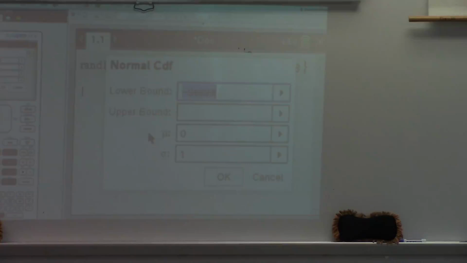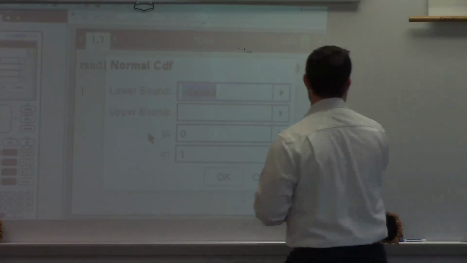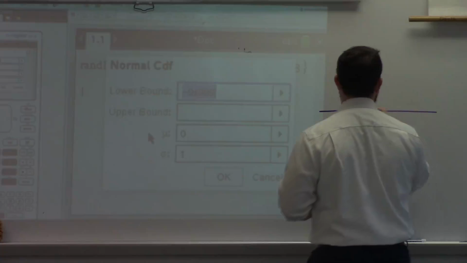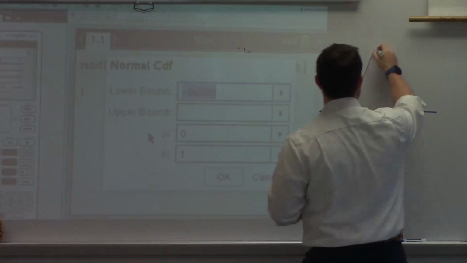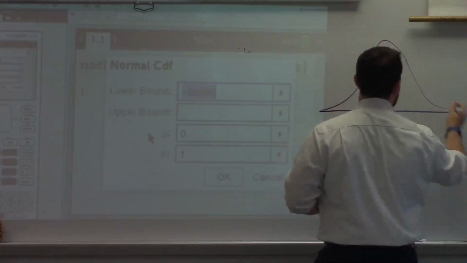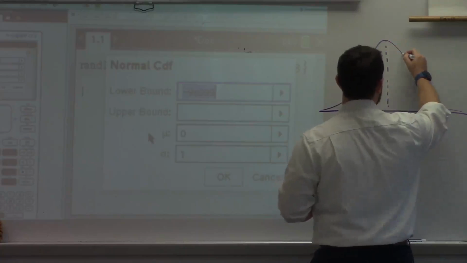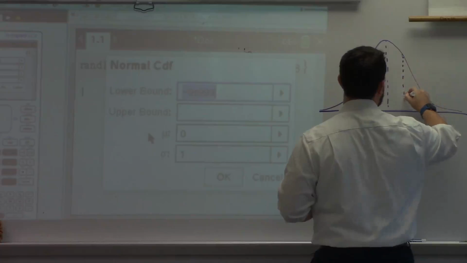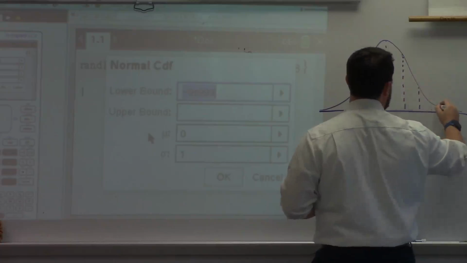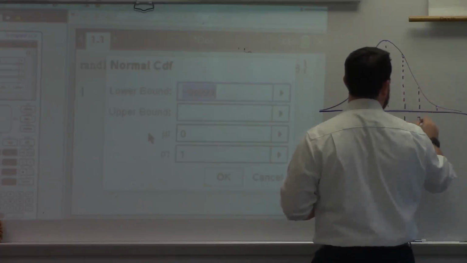Now, this is the detail that students struggle with regularly, lower bound versus upper bound, okay? So, I want us to look at this curve. The bounds are referring to what we are shading, okay? And so, that's a little off, but it's fine.